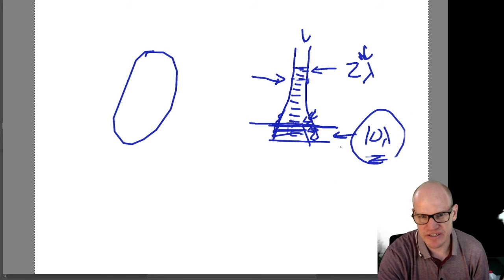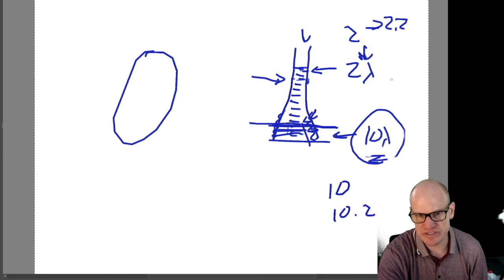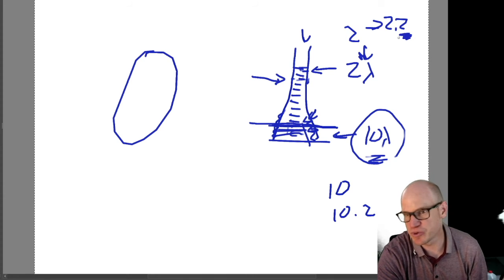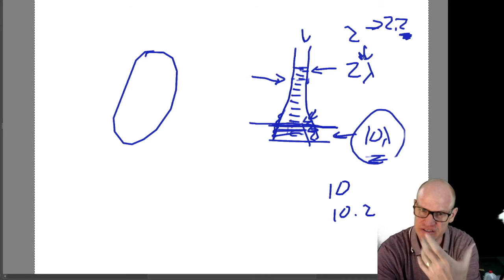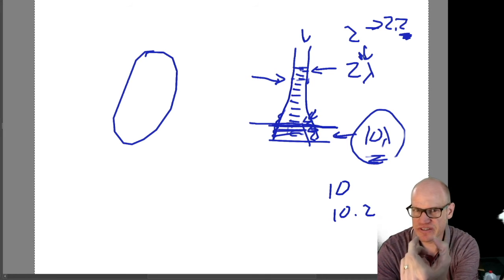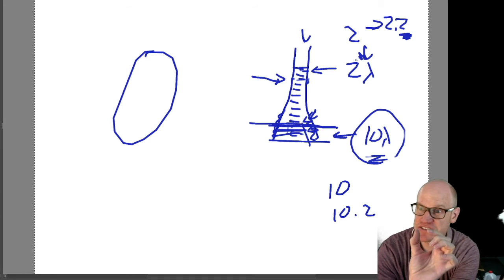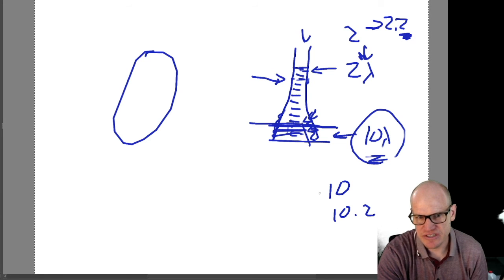If you go from 2 to 2.2, that's a 10% difference. If you go from 10 wavelengths to 10.2 wavelengths, which is the size of the deviation, going from 2 wavelengths to 2.2 wavelengths is a 10% deviation, which is a fairly significant change in the thickness relative to the wavelength. Down here, it's 10 to 10.2, which is about 2%, as opposed to 10%.